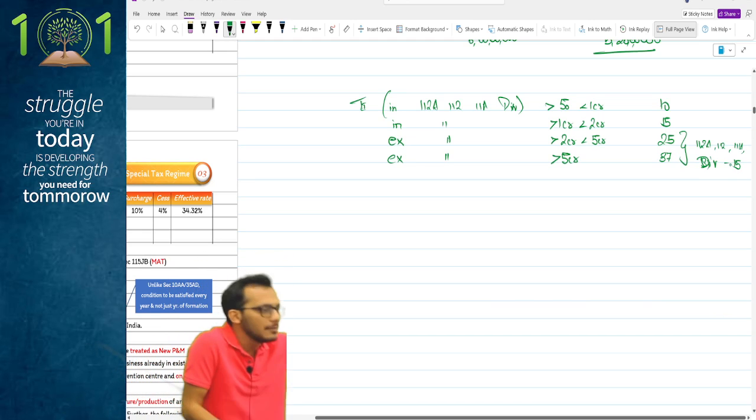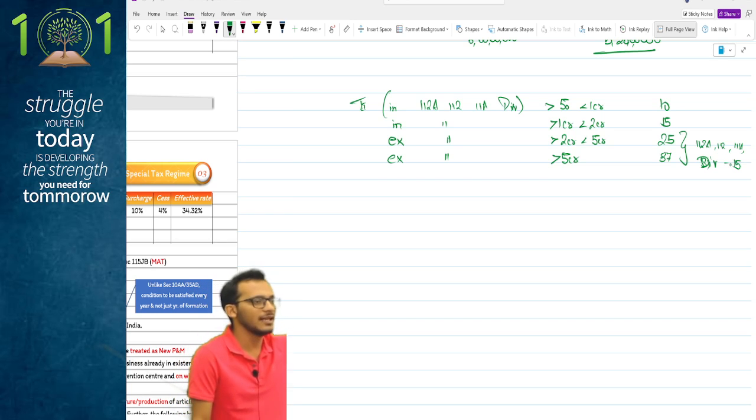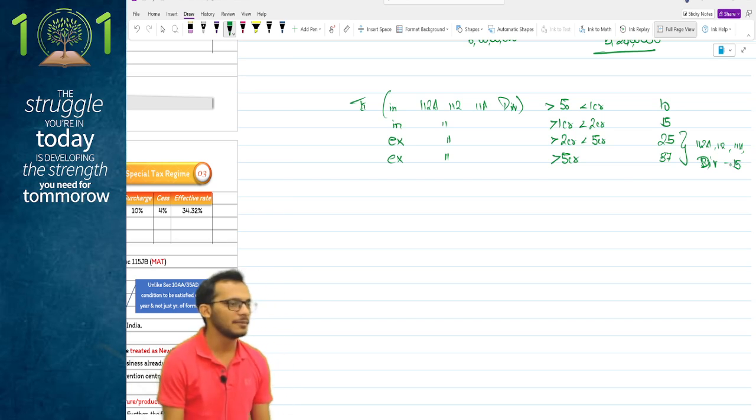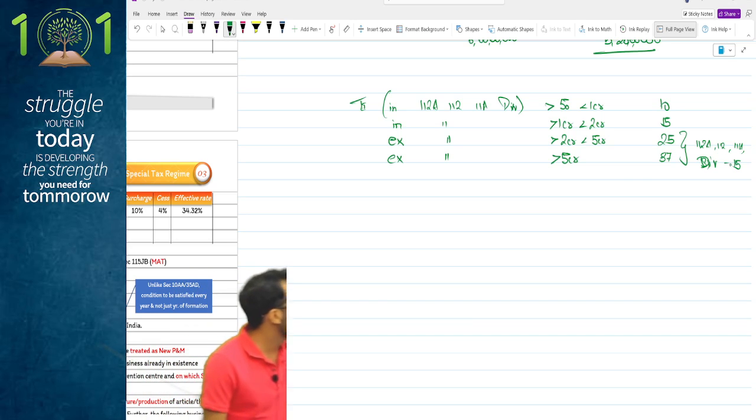This is how the income tax law reads it. For the first two lines, it shows including. For the next two lines, it shows excluding. What does it mean, people? Why is it suddenly changing from including to excluding?